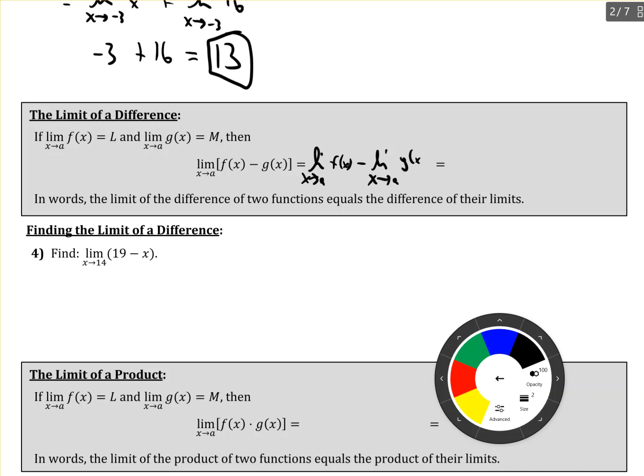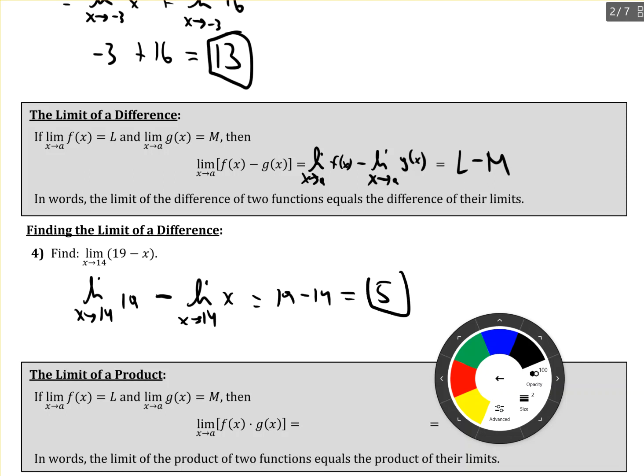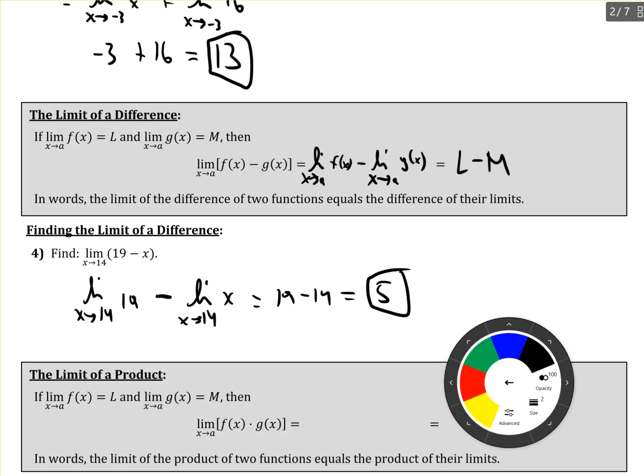Of g of x, so that's going to be L minus M. So that's the limit as x goes to 14 of 19 minus the limit as x goes to 14 of x, which is going to, again, equal the limit as x goes to 14 of 19 is 19. The limit as x goes to 14 of x is 14. So I get 5 as my answer.